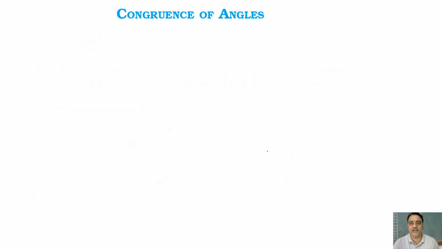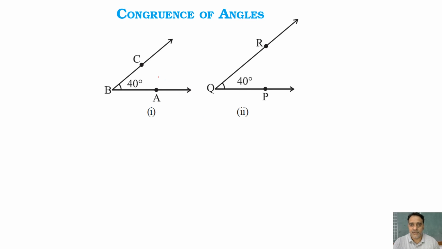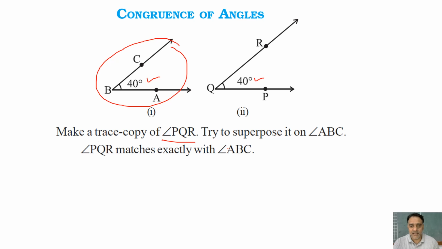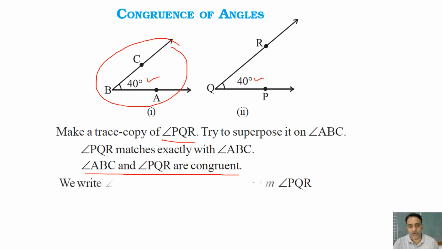Now we'll see the congruence of angles. Two angles are said to be congruent if their measures are equal. Their degree measures should be equal. If we take a trace copy of angle PQR and try to superimpose it on angle ABC, the angles will exactly match each other. So we say that these two angles are congruent.